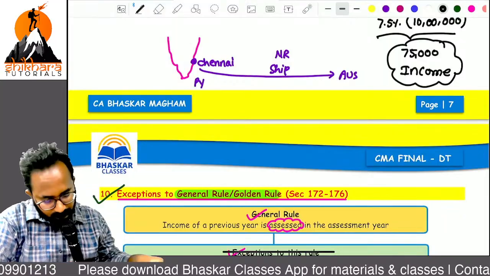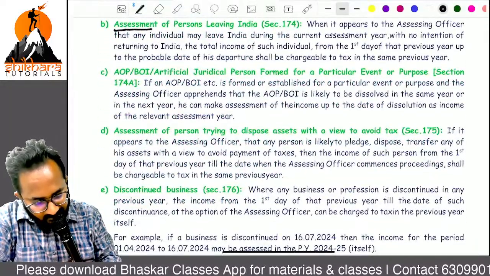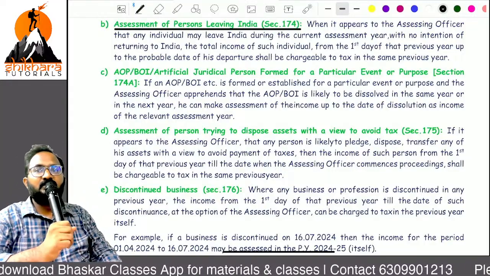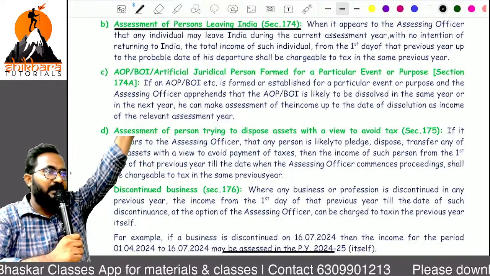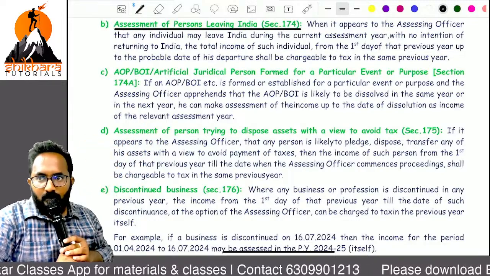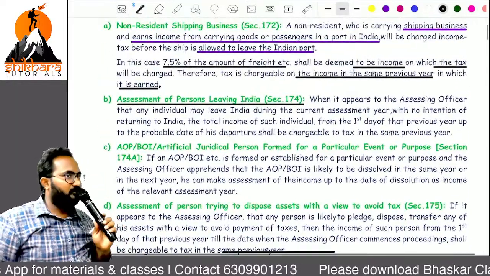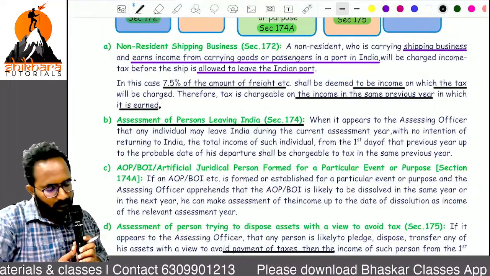Now, assessment of a person leaving India, section 174, next one. Generally don't memorize by heart, just remember section numbers and headings, that's enough. No need to memorize at every point. But here 7.5% you have to remember. But anyway, in the non-resident chapter also we have this.